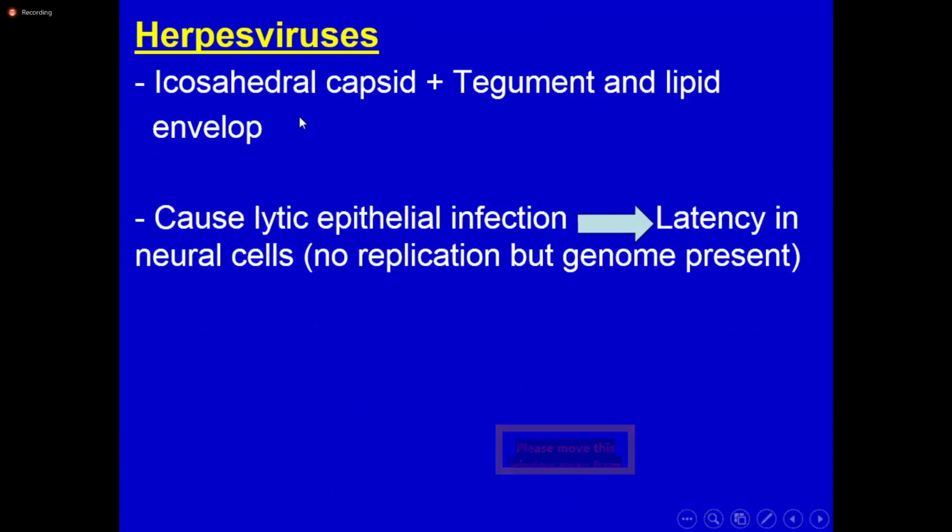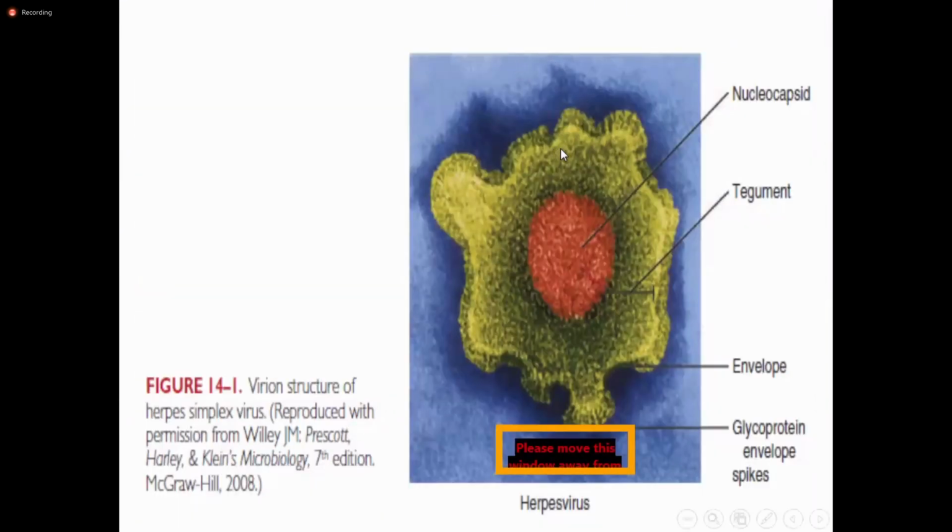Herpes viruses have an icosahedral capsid, a tegument, and a lipid envelope. You will see it in a picture in a moment. You can see it here. This is the nucleocapsid, this is the tegument, and then the envelope. And there are spikes that arise from the envelope, for attachment of the virus.